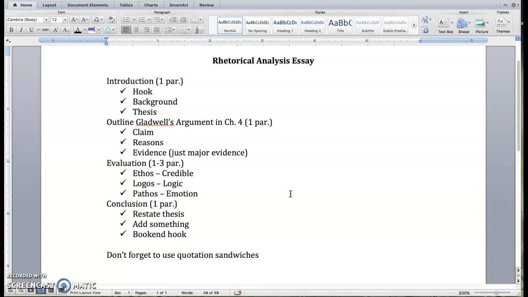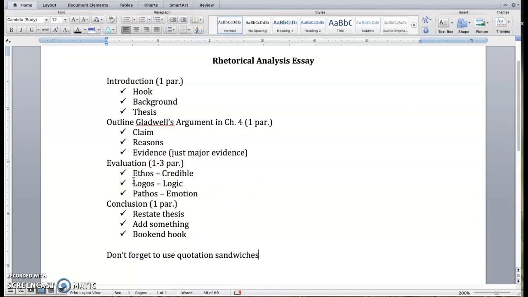I don't expect you to detail every single bit of evidence that he has in the chapter, but you want to be able to say this is some of the major evidence that Gladwell provides in support of his claim. And in that paragraph, you notice down here on the bottom I wrote, don't forget to use quotation sandwiches. So as you're summarizing Gladwell's argument, that would be a really good place to have maybe 2 quotes from the chapter in which you're laying out what his argument is.